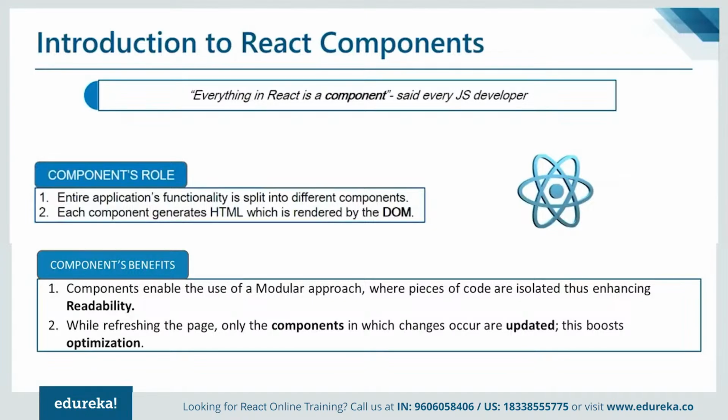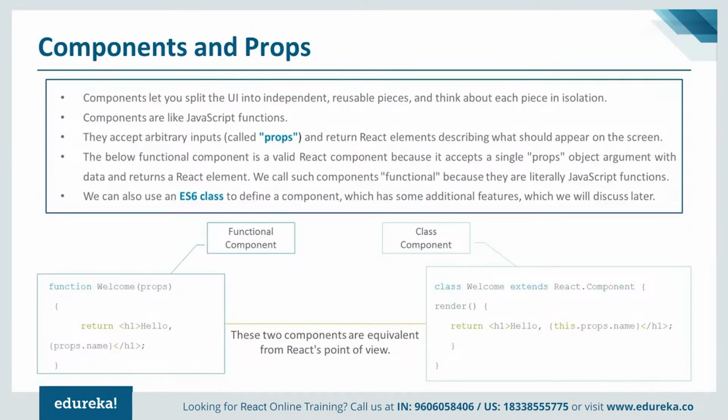Let's talk a little more about components and props. As I said, components let you split the UI into independent and reusable pieces. They accept arbitrary inputs, which are called props. Now there are two types of components: the functional component and the class component. The functional component is the one where we use functions, and the class component is the one where we use classes. Here is an example of a functional component where we are declaring a function called welcome, and it is taking the input parameter called props. Likewise, we have a class component. The class component extends React.Component, which is a feature of the ES6 class, and there are additional features which we are going to see and discuss later.